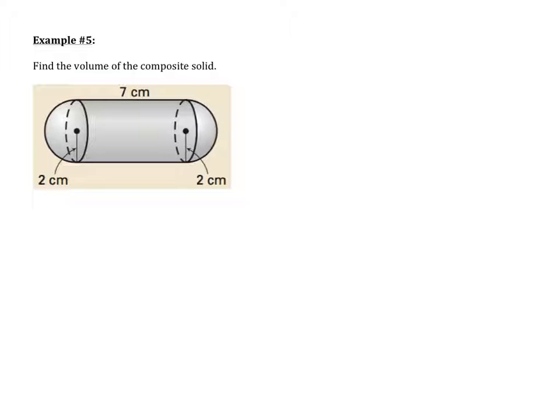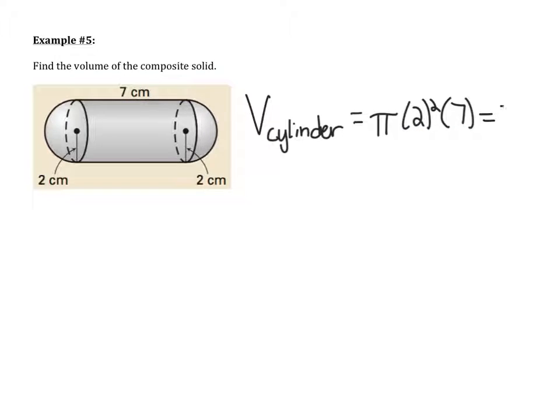So let's first find the volume of the cylinder. To find the volume of a cylinder, I have to take the area of the base times the height. The area of the base would be this circle with a radius of 2. So that would be pi times 2 squared times the height, which is 7. So let's just leave that in terms of pi to keep it as exact as we can. So 2 squared is 4, times 7 is 28. So the volume of the cylinder is 28 pi.